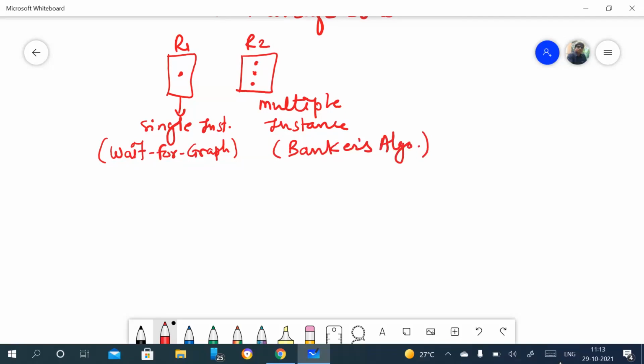Whatever this wait-for graph algorithm is, the process and everything is very similar to your resource allocation graph. Only here, when we go with the wait-for graph algorithm, in the graph we don't represent the resources, right? One example I'll just show you.